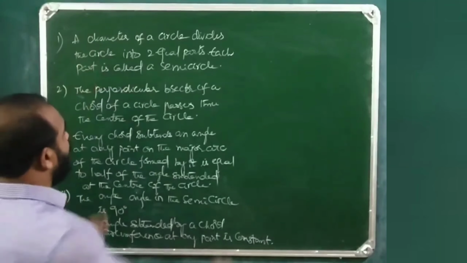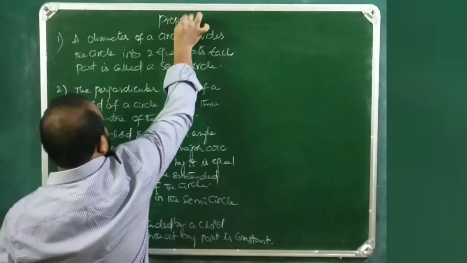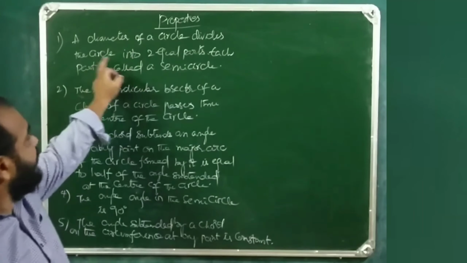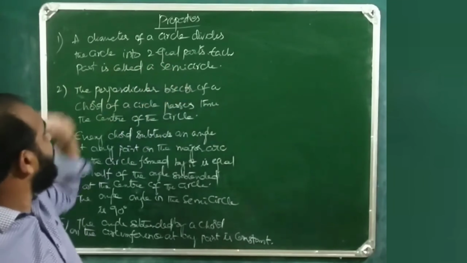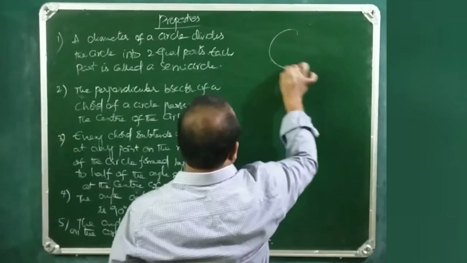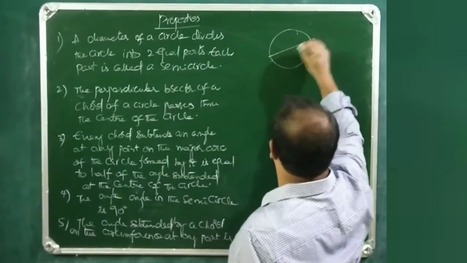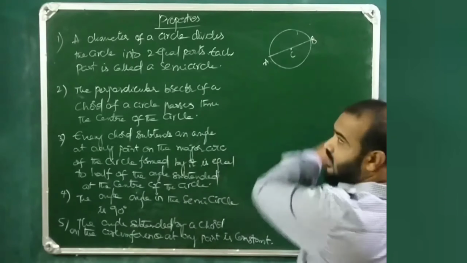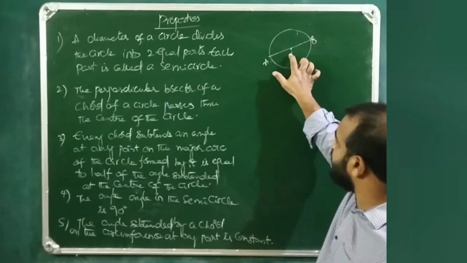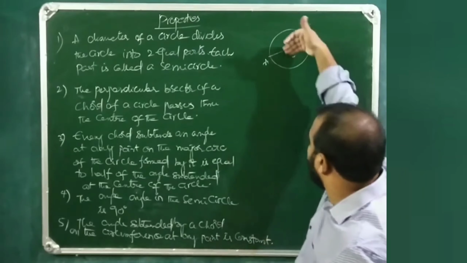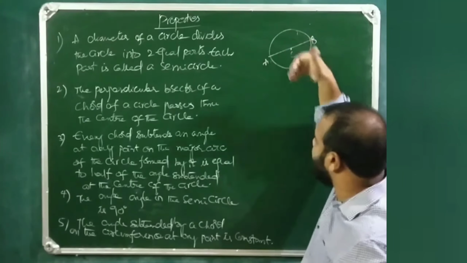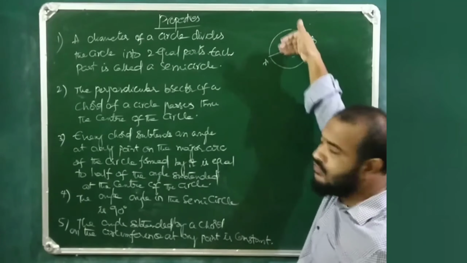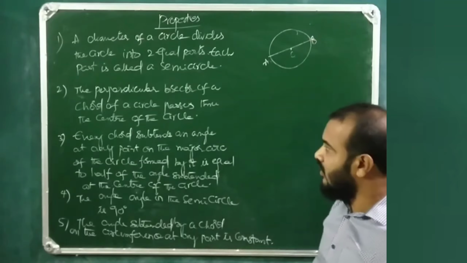So, these are the properties of a circle that we have discussed in the lower classes. A diameter of a circle divides the circle into two equal parts. Each part is called a semicircle. So, this is the circle and this is the diameter. Why is this called the diameter? Because the chord AB is passing through the center of the circle. Each half is said to be a semicircle.